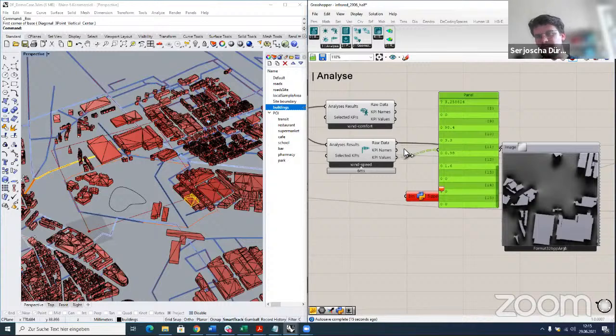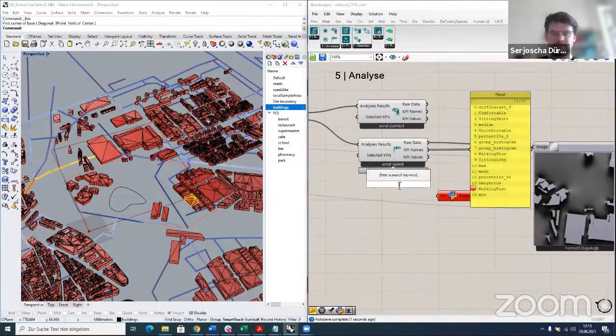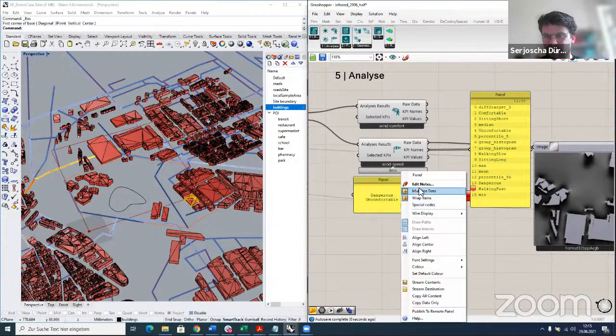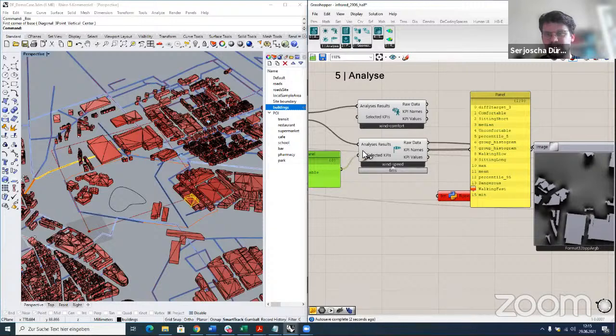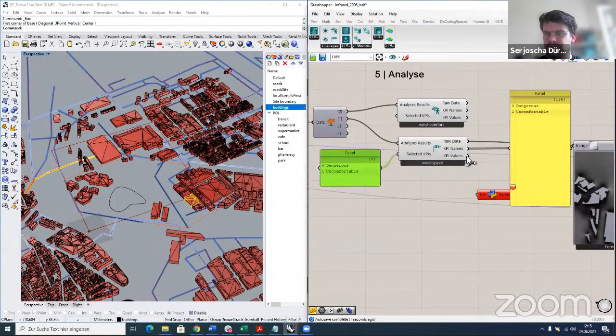Now, if you don't want all of them, you can just create a panel and let's say we're interested in dangerous and uncomfortable wind speeds, make it a list. Then you can just put it to select the KPIs, and then we get only these 2 back as a result.